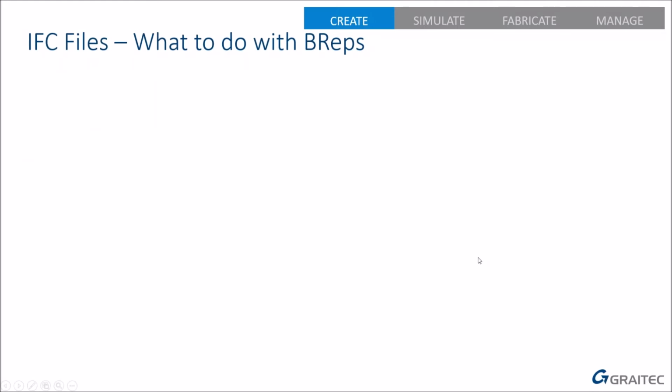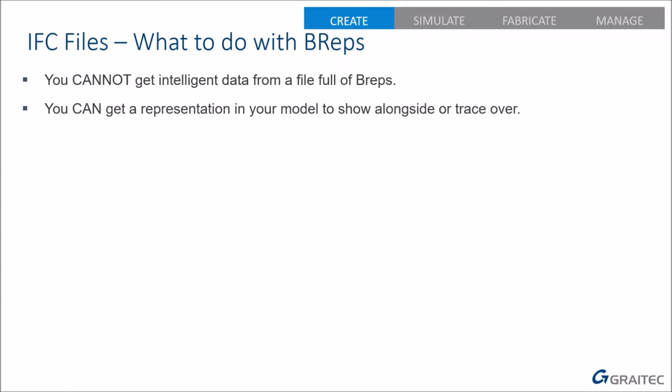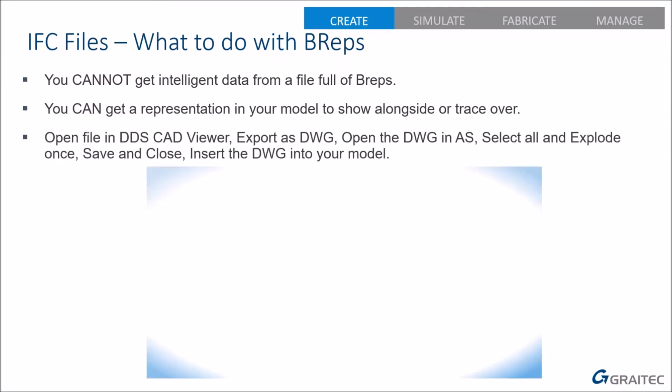So what on earth can you do if you've got a file that's full of BREPs? Well, there are a couple of options. The first thing to remember is you cannot ever get intelligent data from a BREP file. It's just going to be pictures. But what you can do in various ways is get a model or a representation of the model to show alongside your structure, or to trace over with new beams to replace the pictures of beams in your file. So you can get a picture of the other file in your file. There's various ways you can do that.